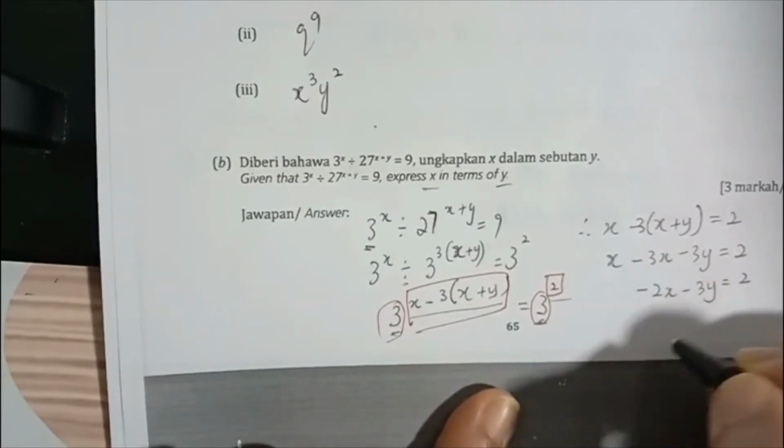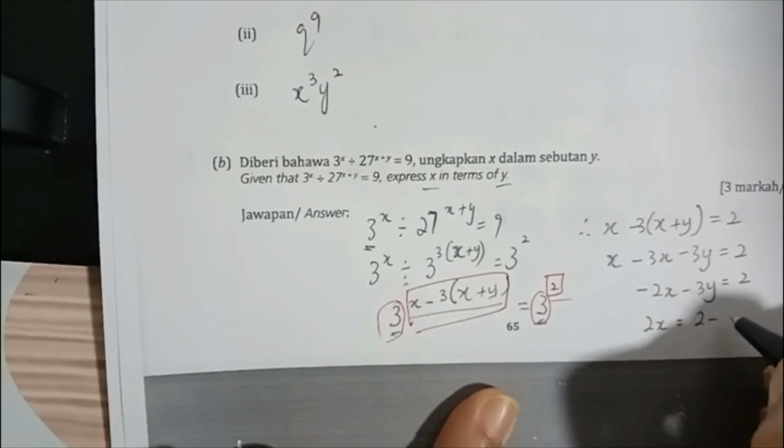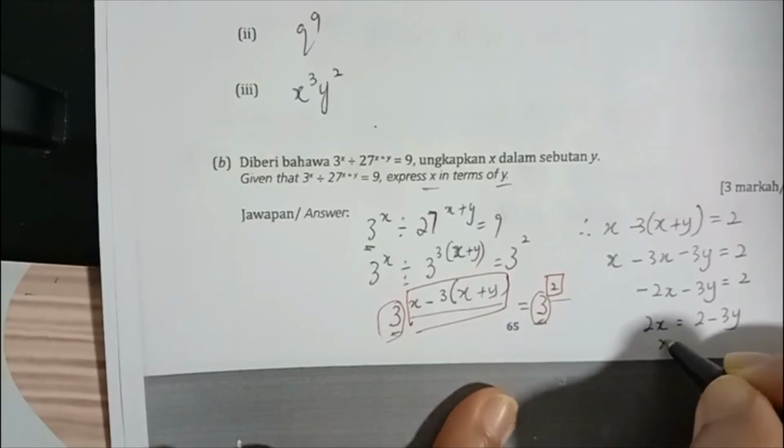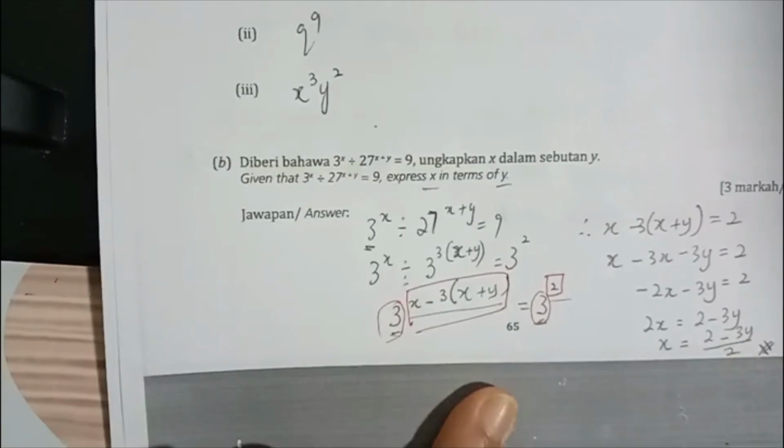So you will get negative 2x is 2 plus 3y. Then x equals to negative (2 plus 3y) divided by 2. Okay.